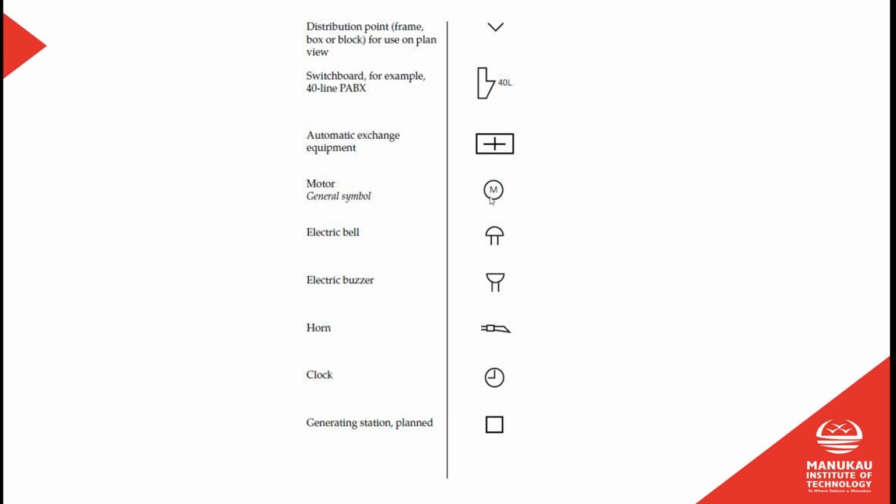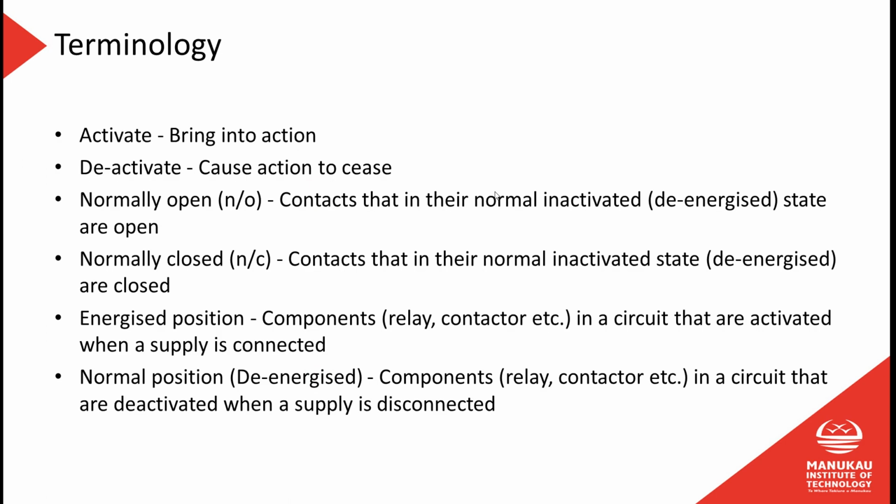What else do we have here? Electric buzzers, clocks, probably not used very often. General symbol for a motor, just a circle with an M in it. And often you'll see inside that circle as well, if you refer back to I think the very first slide in this slideshow, we have the symbols for AC and DC. So often the motor will have that AC symbol, a little sine wave drawn in there, to indicate it's an AC motor. It looks like that is all of the pictures we're going to look at.